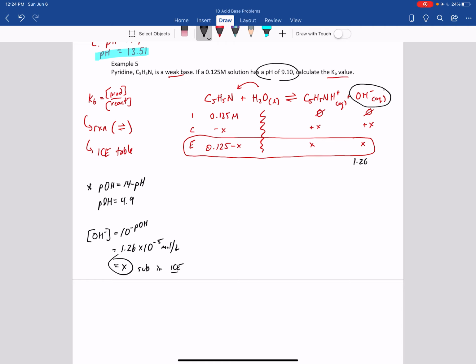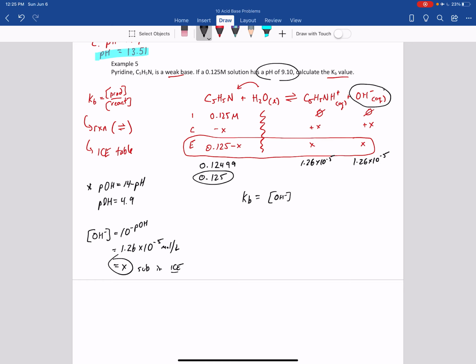And we see here that there's x a few times. And then in this case, when we do 0.125, take away that value, we get 0.12499, which we're going to keep as 0.125. Essentially the concentration remains unchanged because it's going to be a very small K value. So now we know our equilibrium concentrations. We can solve for Kb.